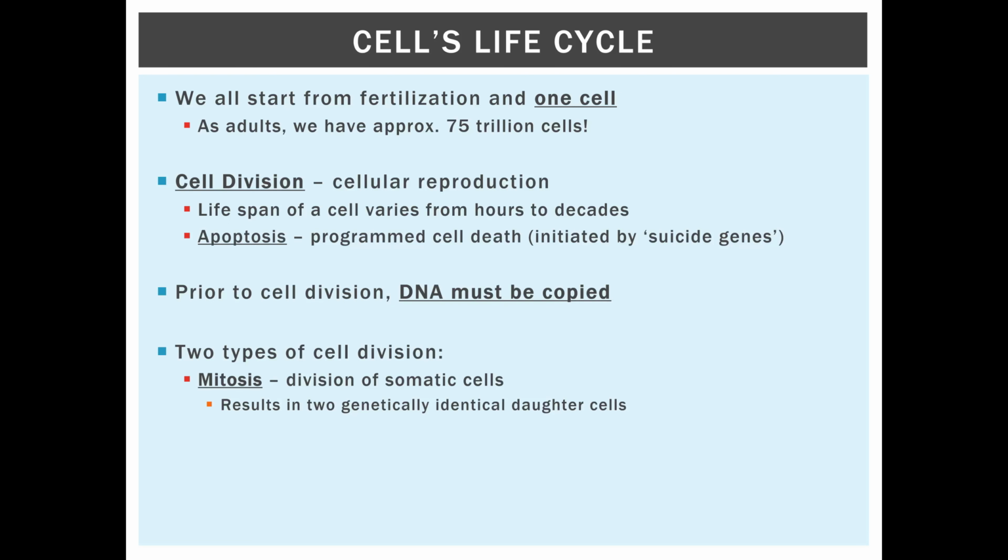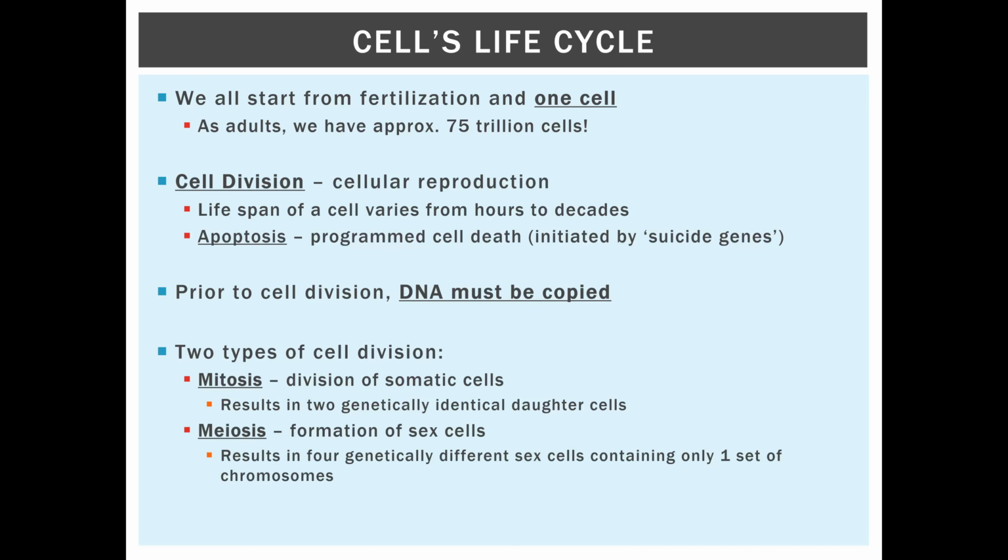There is mitosis, which is the division of somatic cells or body cells. This is the majority of the cells in your body. And when mitosis occurs, you start with one cell and you end up with two genetically identical daughter cells. Then there is also meiosis, which is when sex cells are formed, so sperm in males and oocytes in females. You start with one cell and you end up with four genetically different sex cells that only have one set of chromosomes each.